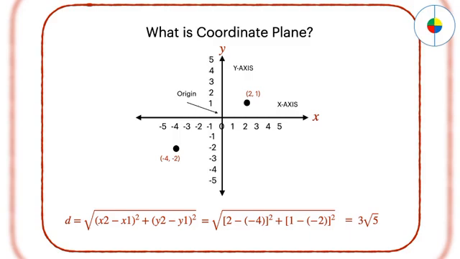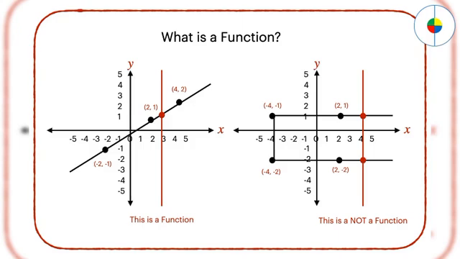To calculate the distance between any 2 points x1, y1 and x2, y2, you can use a formula. A relation is a set of ordered pairs in the coordinate plane. All of the x-coordinates are called the domain, while all of the y-coordinates are called the range. A function is a kind of relationship where there is only one y value for each x value. You can draw a graph on the coordinate plane by using the x, y pairs for the function.